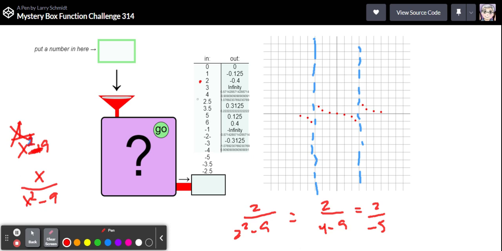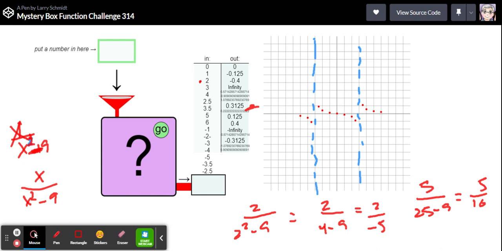Let's try a positive 5 in this as well. So we've got 5 over 5 squared minus 9. 25 minus 9 is 16. So we've got 5/16, and that should be this 0.3125 that we're seeing right here. You can punch that in your calculator if you're not sure, but I think that's it. So I think we've got this, x over x squared minus 9.